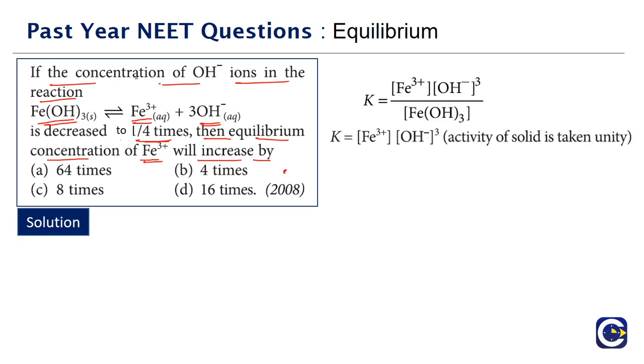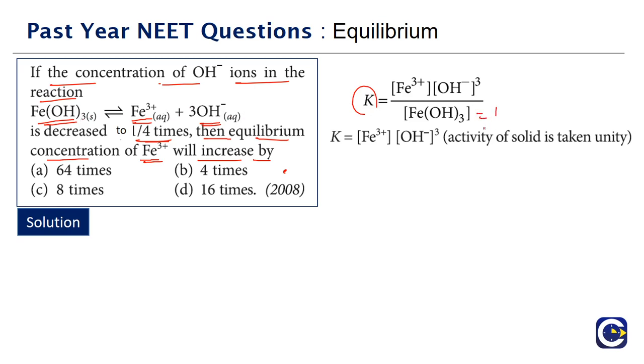So for this reaction, what will be the equilibrium constant formula? It will be Fe3 plus concentration into OH minus concentration power 3 divided by Fe(OH)3 concentration. This is the formula for the equilibrium constant. Of course, here we have to be careful about one thing. The Fe3 plus and OH minus are in the aqueous state, whereas the ferric hydroxide is the solid.